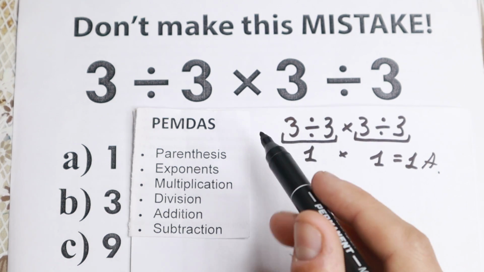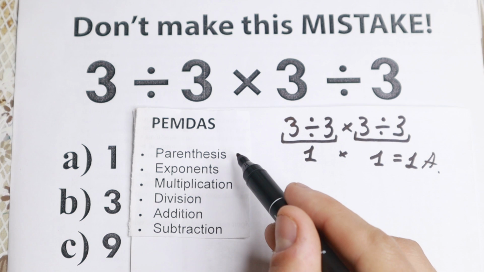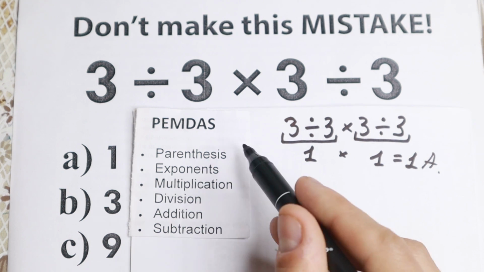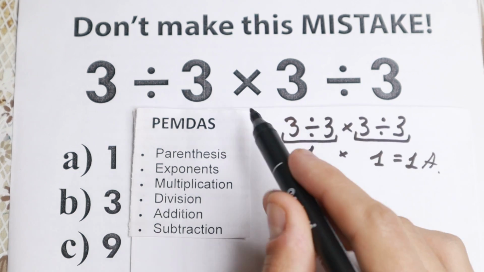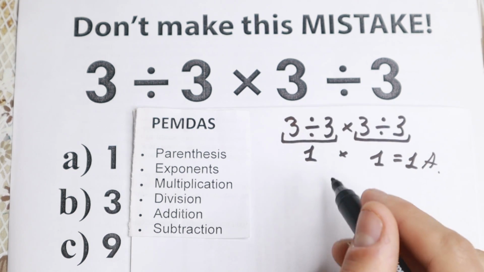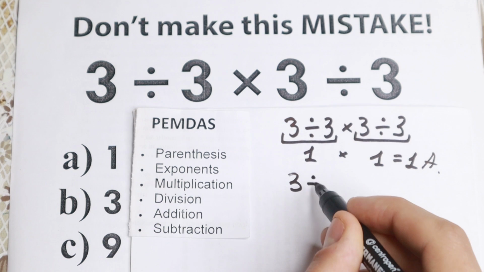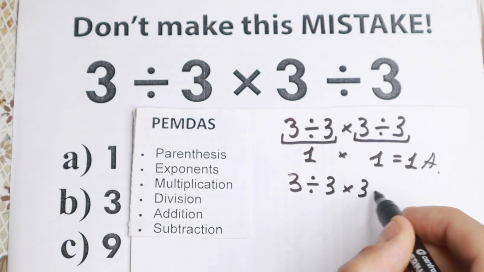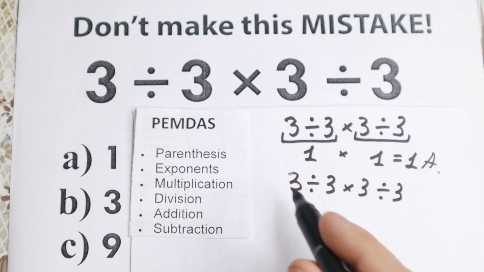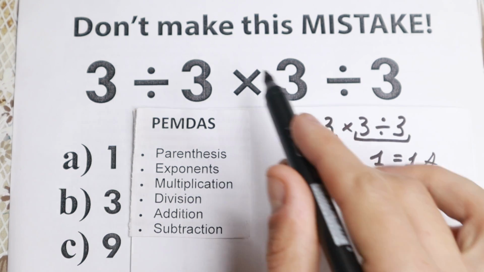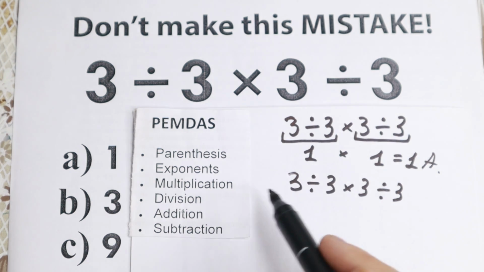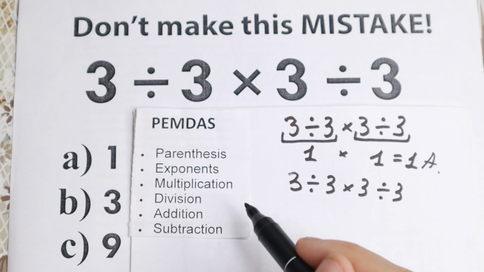First we have parentheses. If you're talking about order of operations from the top to the bottom, the first one is parentheses. So let's scan: are there any parentheses right here? No, I don't see any. I just read this problem, 3 divided by 3 times 3 divided by 3, so we don't have parentheses. Next, we have exponents. Are there any exponents, squares, cubes right here? No, I don't see any of those, so we just skip this part.